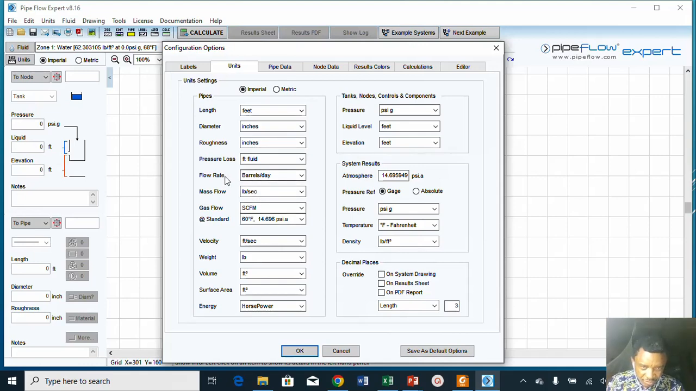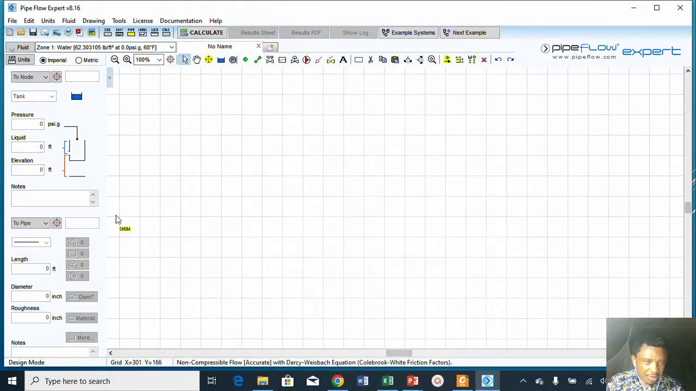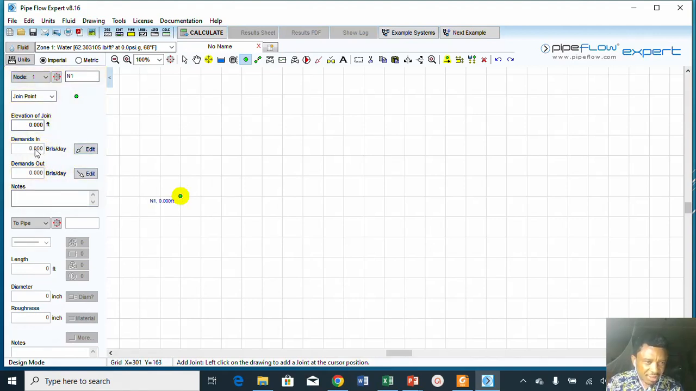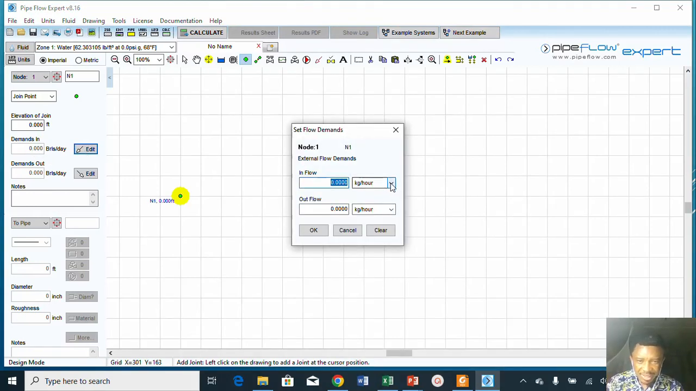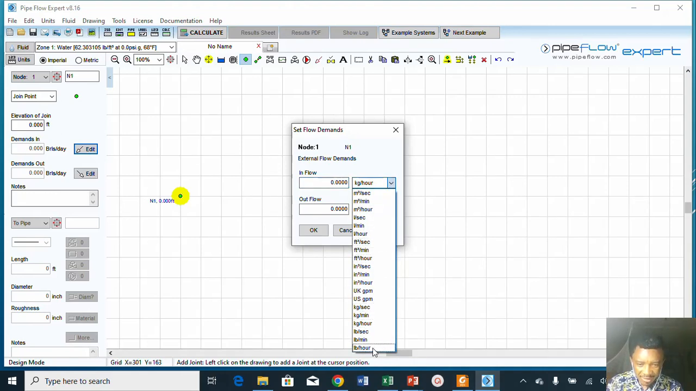Now the flow rate, why I'm coming here is that the flow rate here is in barrels per day. Let me just add a node. If I add a node, let's say I want to add demand. For this demand, the units here, there is no barrel per day. So the one closer to what we want is US gallon per minute. So we're going to change the flow rate to US gallon per minute.